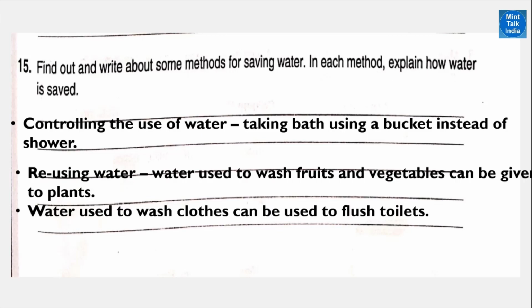Point number 2, reusing water. Like water which is used to wash fruits and vegetables, we can give the same water to the plants. And the water which is used to wash our clothes can be used to flush our toilets. So we are reusing the water.